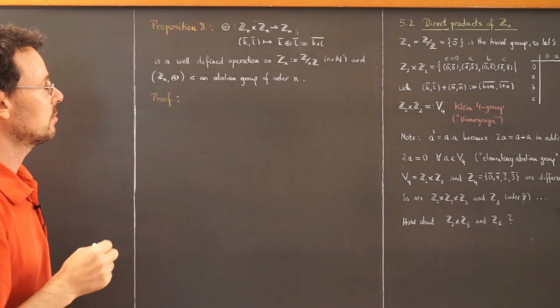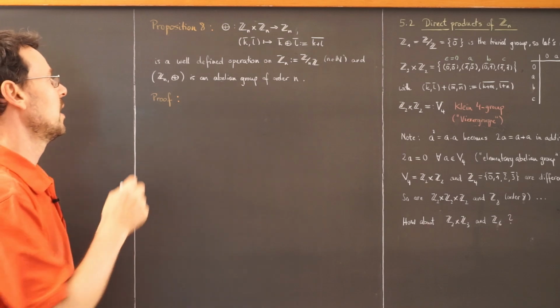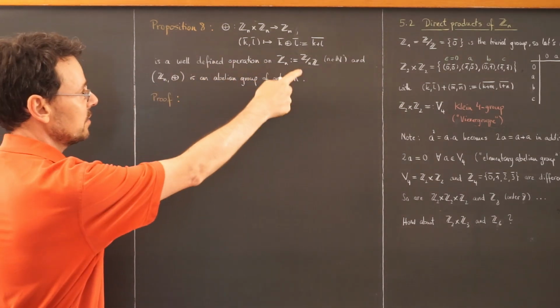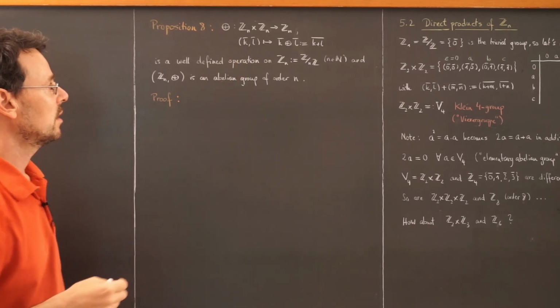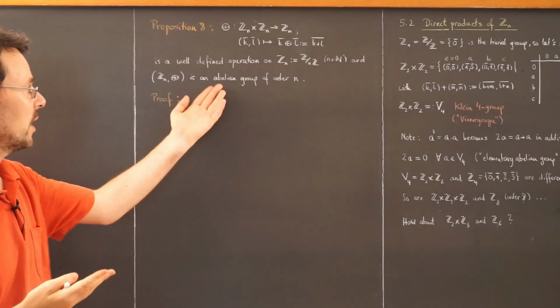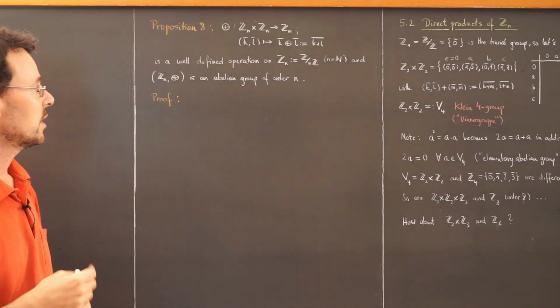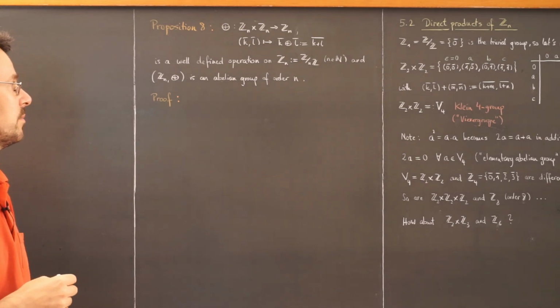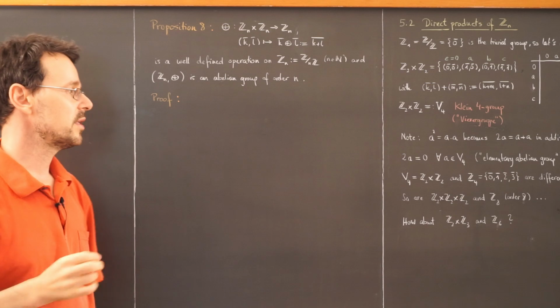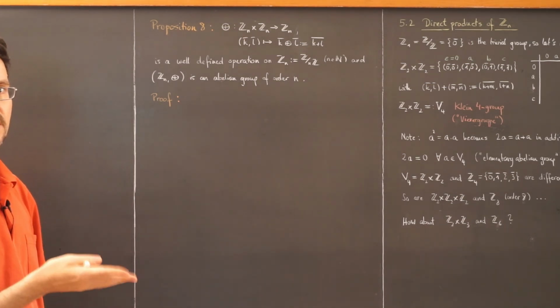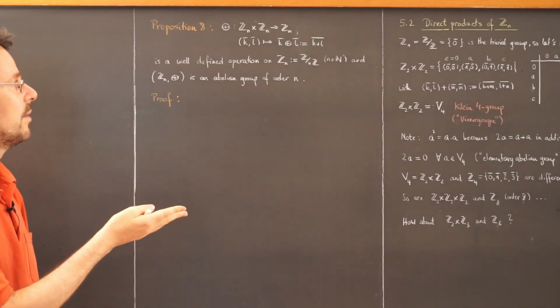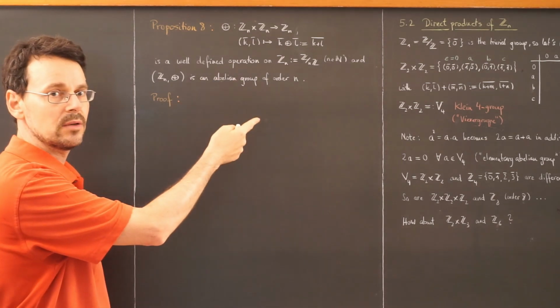I'm going to explain to you in a minute what that means. And that Z_n, this factor set, together with this addition, is indeed a group of order n, and actually an abelian group of order n. So we can answer the question that we posed at the beginning. Yes, for every natural number there is a group with order n, at least an abelian group.